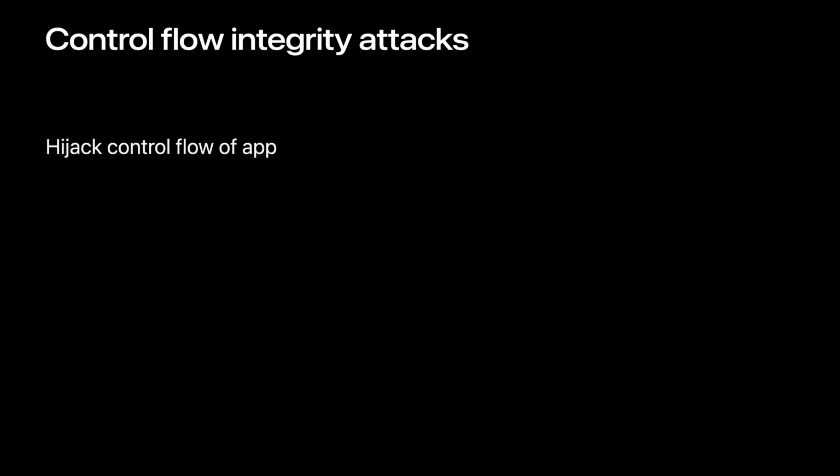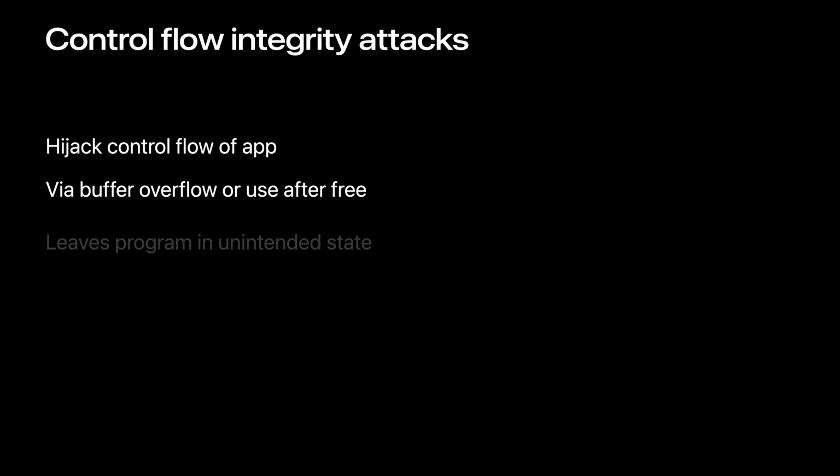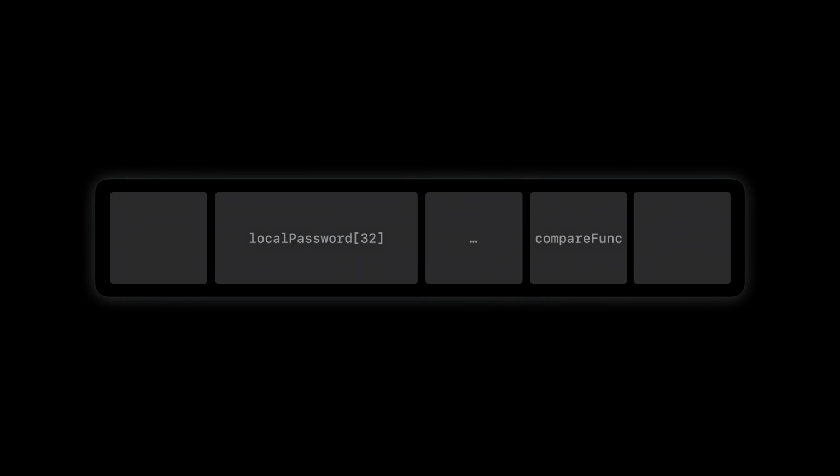In a control flow integrity attack, attackers hijack control of the app by taking advantage of memory corruption. This puts the program in an unexpected state the developer never intended. Recall the stack buffer overflow Mark described earlier, where the attacker overflowed a password buffer to overwrite a nearby function pointer. By supplying an extra long password, the attacker could change the value of the function pointer to anything that they wanted. They could then call any function in the program, leading to an unexpected state.